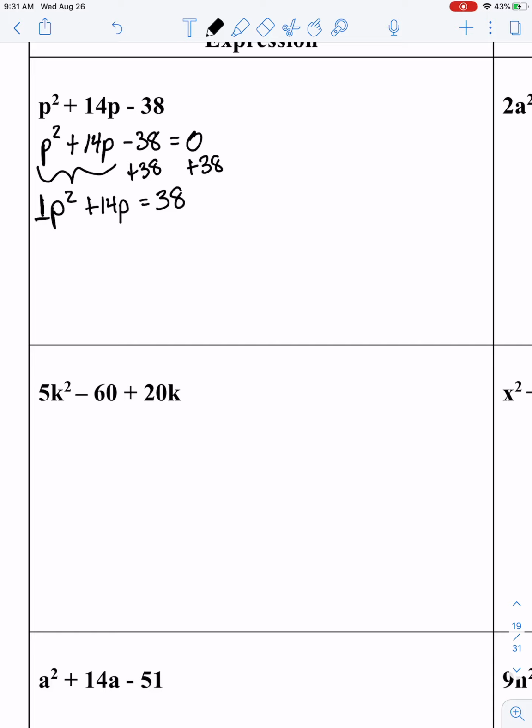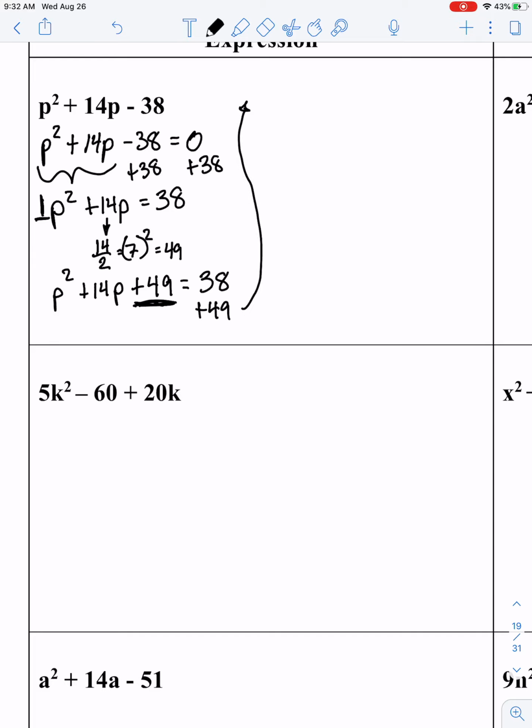Next thing I want to do is divide my variable with a degree of 1, divide that coefficient by 2. So 14 divided by 2 is equal to 7. I'm then going to square it. 49. Okay, so I have p squared plus 14p plus 49 equals 38. Well, because I added 49 to the left, I must also add 49 to the right. I then want to write everything that's on the left as a single factor, or what we call a perfect square trinomial.